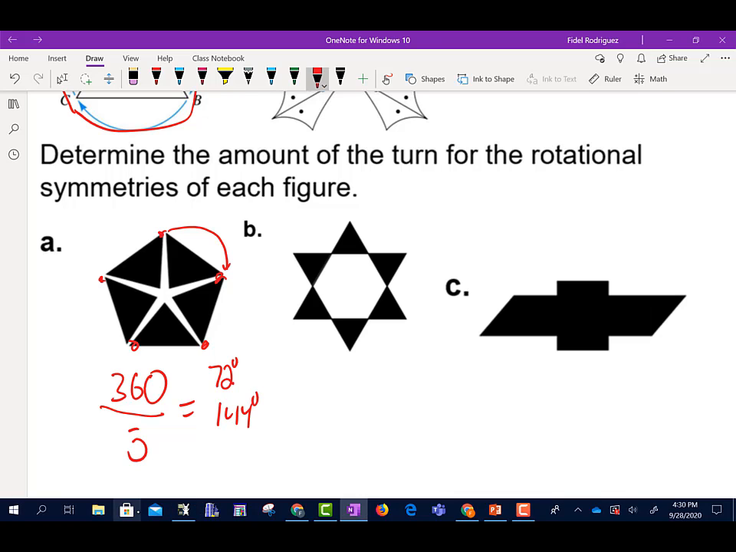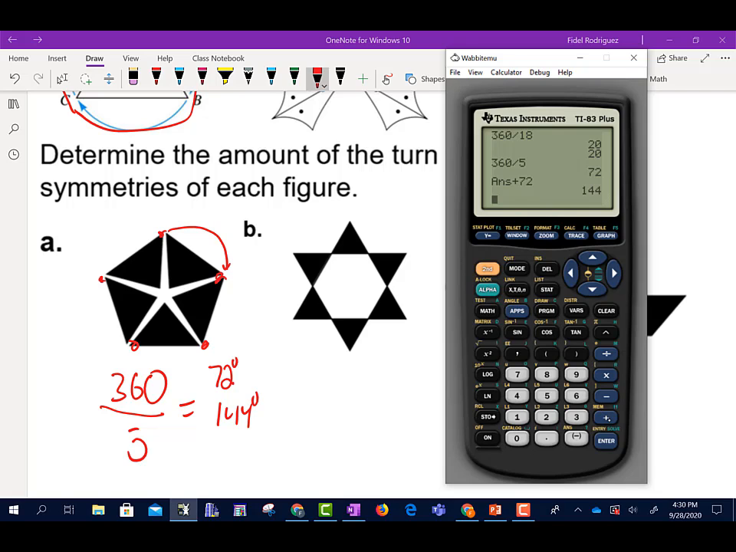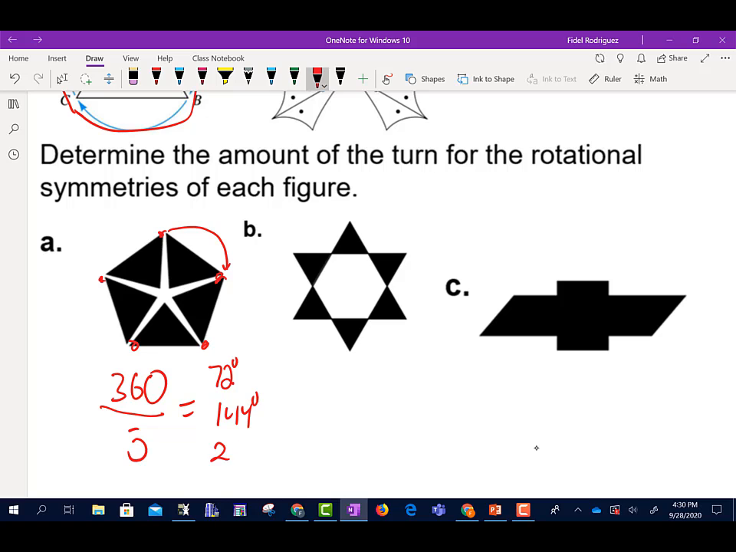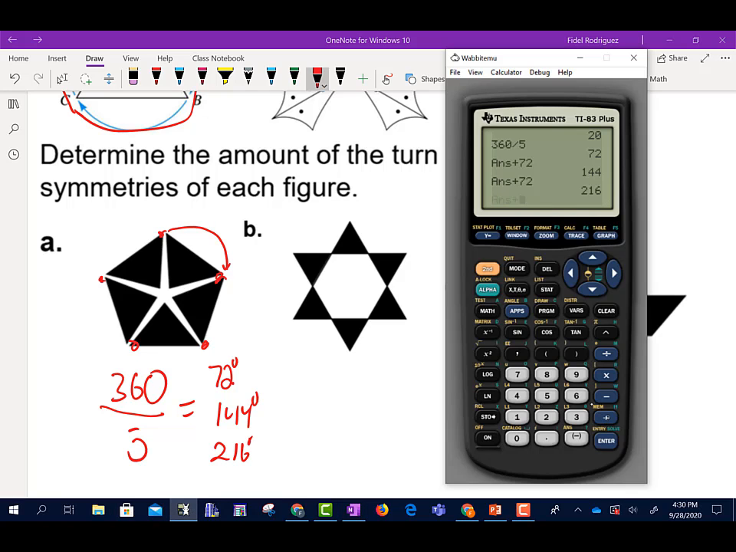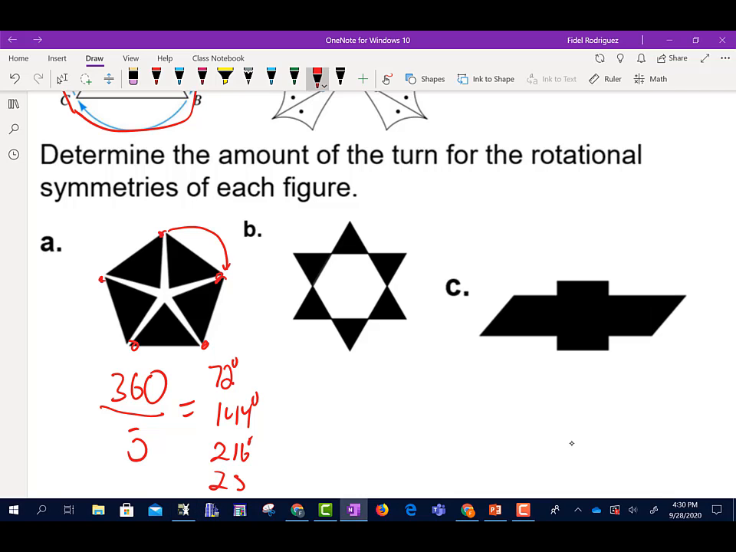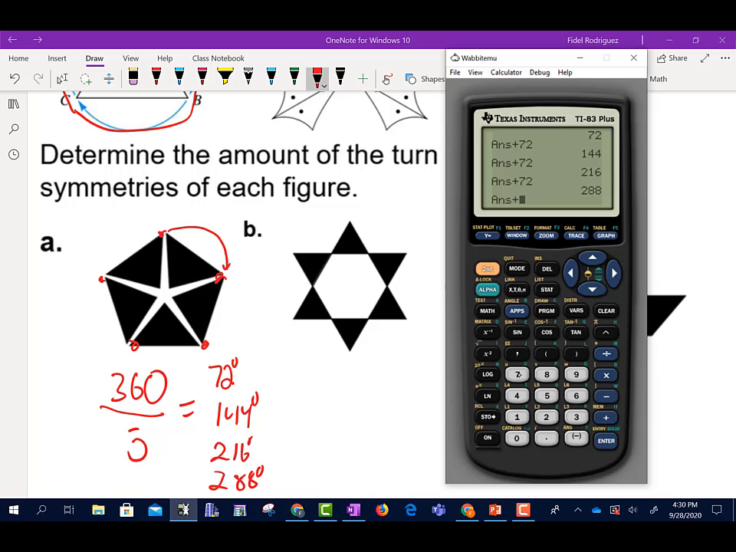And I'm going to explain why I'm doing this right now. Let me just keep doing this little trick here. 72, 216. Okay. Calculator, plus 72 again. 288. Okay. And one more time, plus 72. We go back to 360.